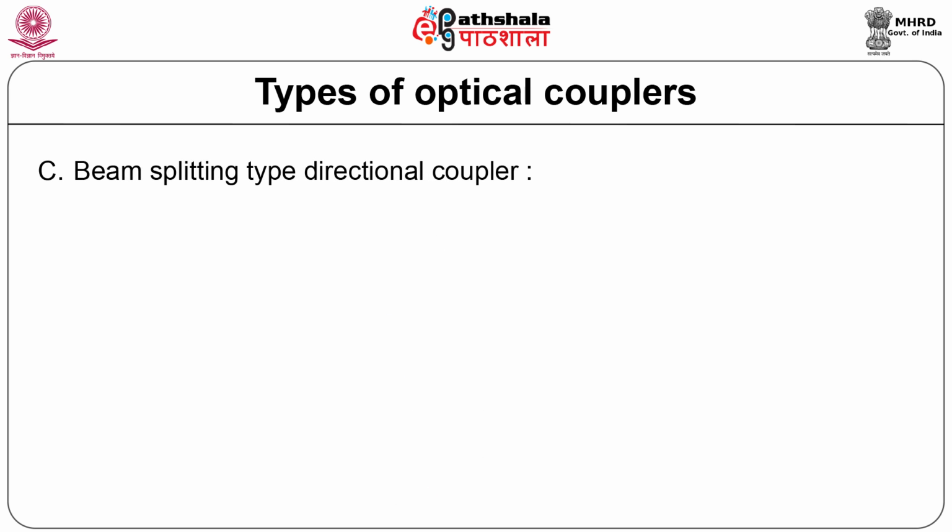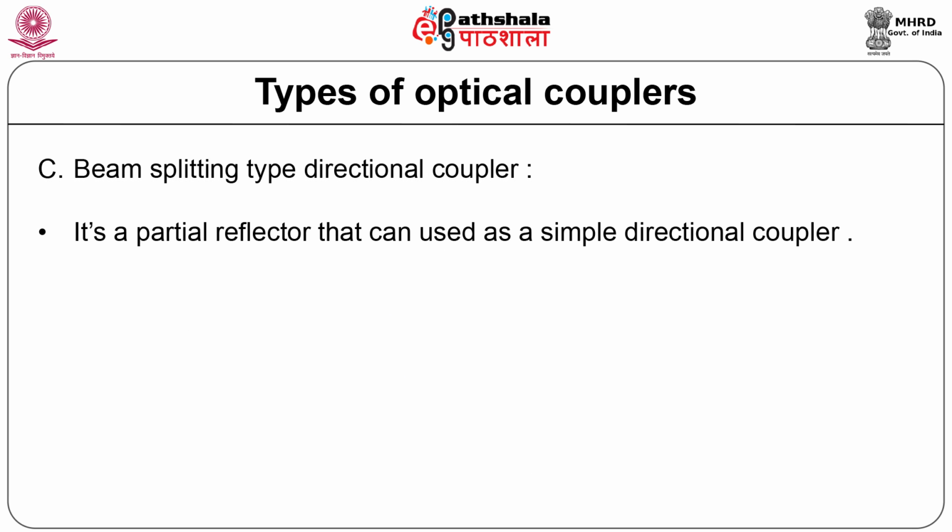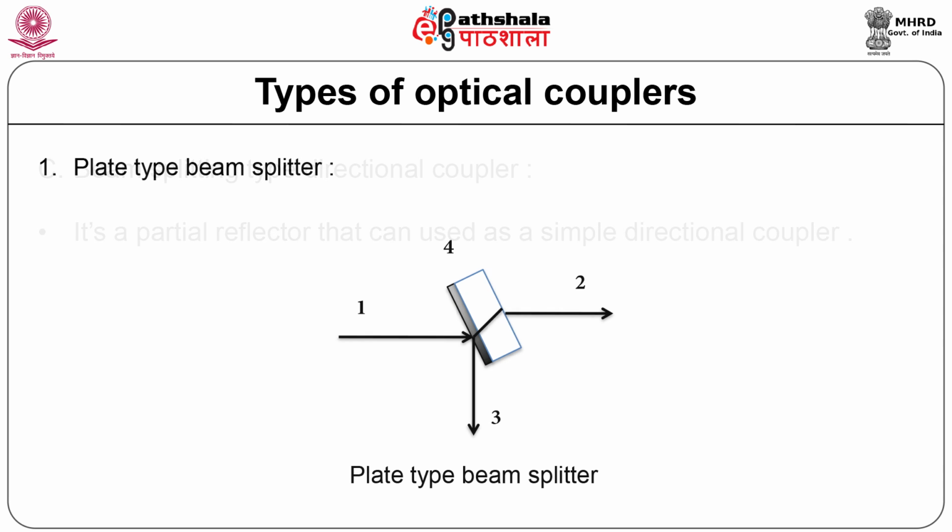Beam splitting type directional coupler. A partial reflector called a beam splitter can be used as a simpler directional coupler for optical systems. The figure shows a plate type beam splitter and a cube type beam splitter.